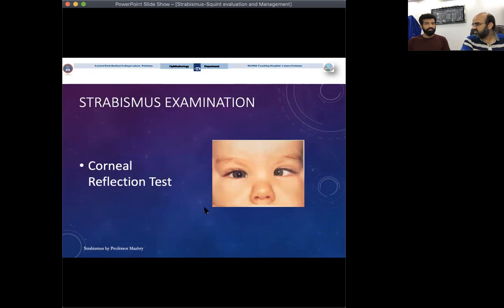So cycloplegic refraction is very important to know the actual status of the refraction of that particular patient. We have to cycloplege the ciliary muscle. Yes. With the help of cycloplegic agents like atropine and cyclopentolate. In our clinical settings these days, we seldom use atropine, we use cyclopentolate because it is short acting. One drop of atropine, the duration of action is 2 weeks. The patient will not be able to read and write.